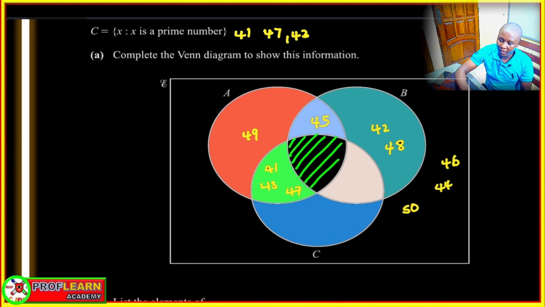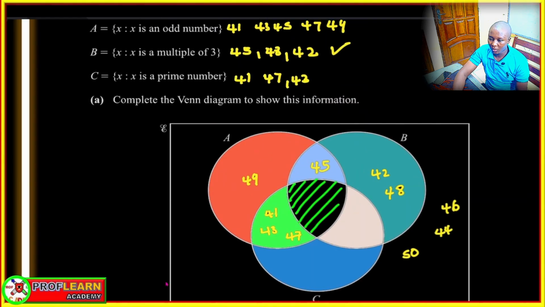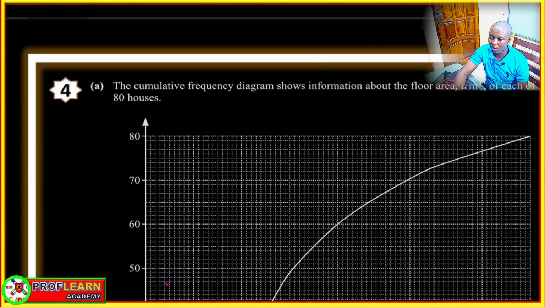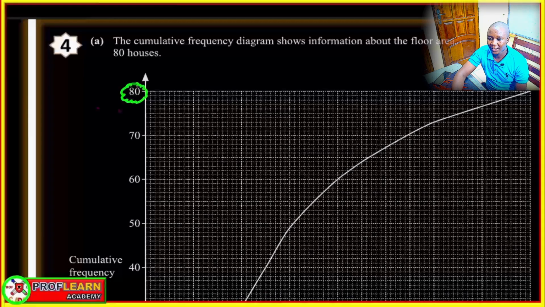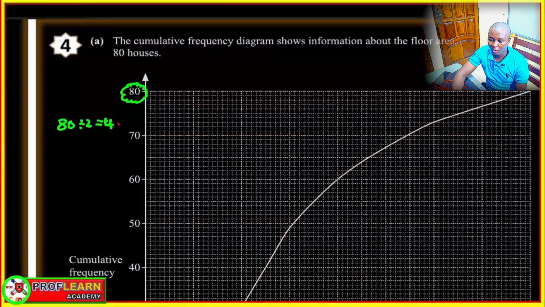Whenever you are preparing for this exam, make sure you get ready to answer questions to do with Venn diagrams. We need to move to statistics, how to draw cumulative frequency curves and answer questions about them. Here a cumulative frequency curve is drawn, and candidates are supposed to work out the median. You identify that 80 is the total cumulative frequency. Then you divide that value by 2, and that gives you 40.